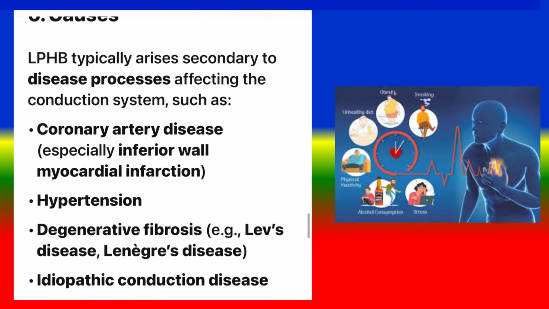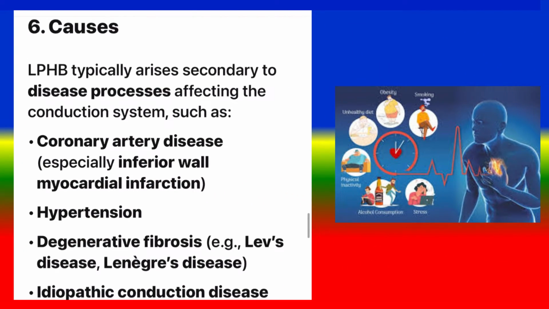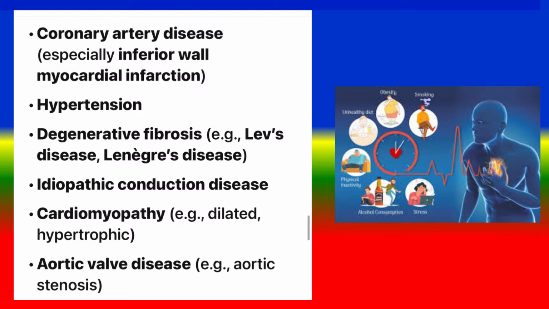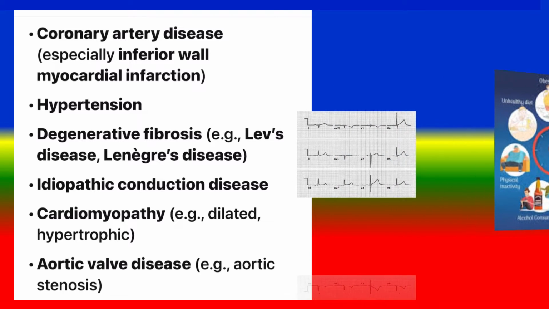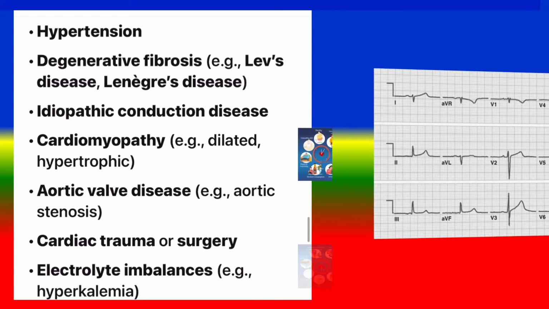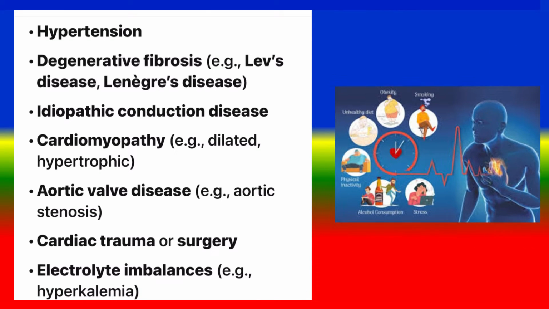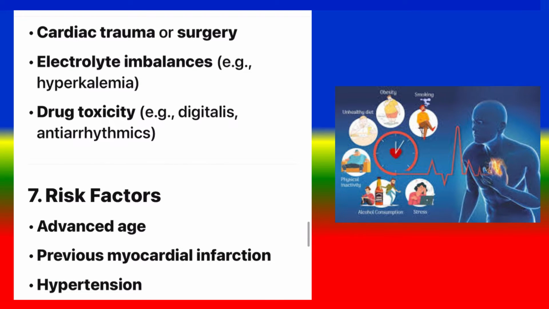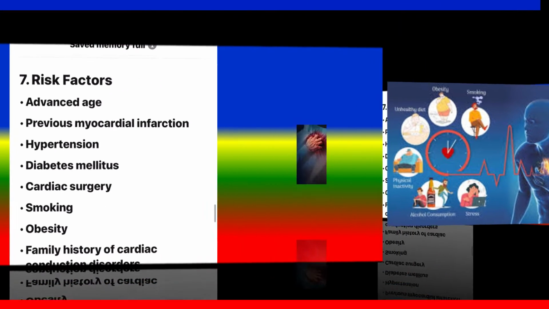6. Causes. LPHB typically arises secondary to disease processes affecting the conduction system, such as coronary artery disease, especially inferior wall myocardial infarction, hypertension, degenerative fibrosis, e.g. Lev's disease, Lenègre's disease, idiopathic conduction disease, cardiomyopathy, e.g. dilated, hypertrophic, aortic valve disease, e.g. aortic stenosis, cardiac trauma or surgery, electrolyte imbalances, e.g. hyperkalemia, drug toxicity, e.g. digitalis, antiarrhythmics.